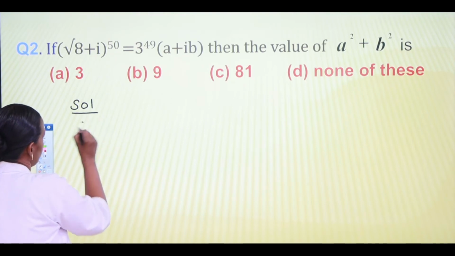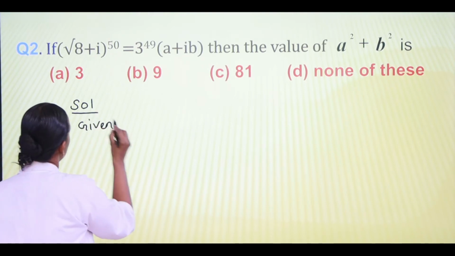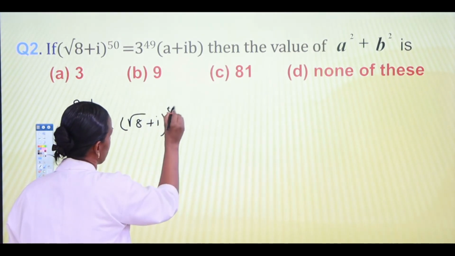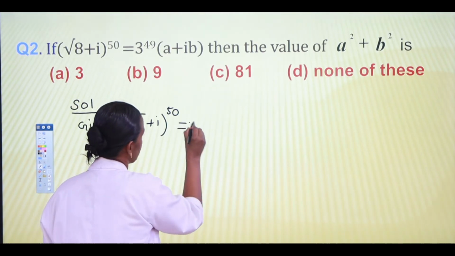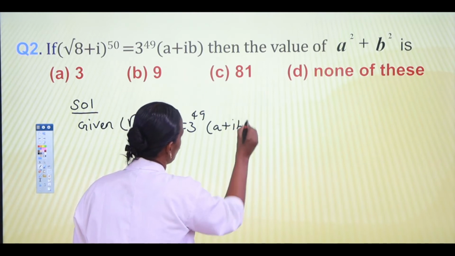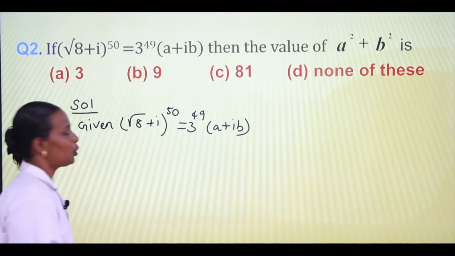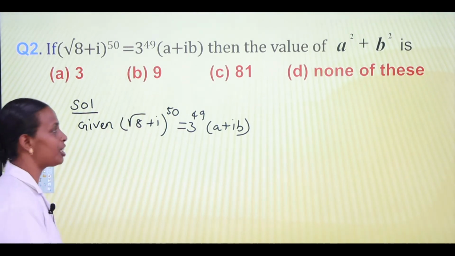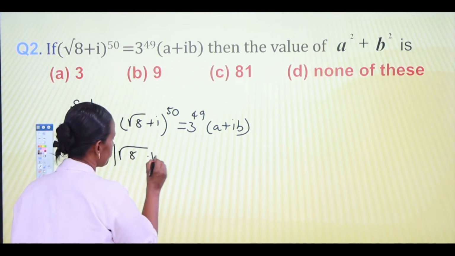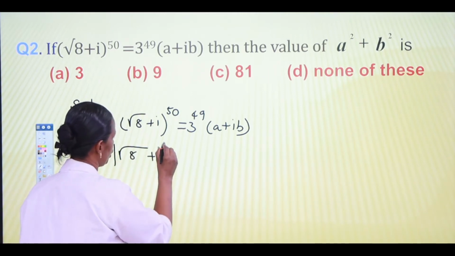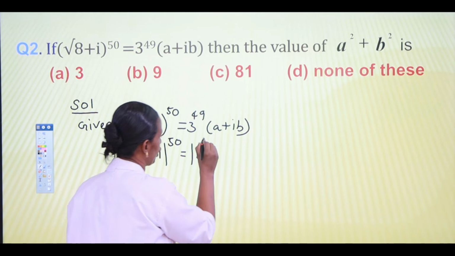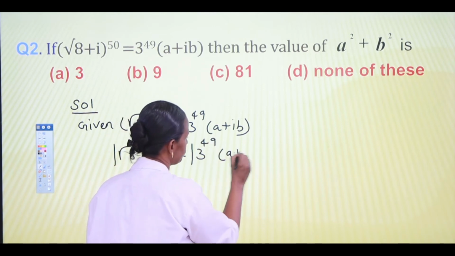What is given? (Root 8 plus i) whole to the power of 50, which is equal to 3 power 49 (a plus ib). It is given in your problem. So we want to find the value of a square plus b square. So taking modulus on both sides, modulus of (root 8 plus i) the whole to the power of 50 is equal to modulus of 3 power 49 (a plus ib).